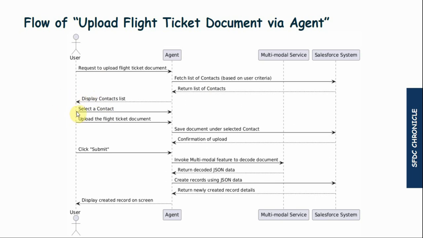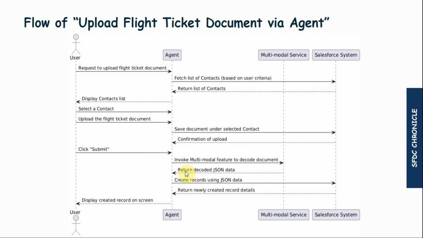Now, the user action will be: the user selects a contact and uploads the flight ticket. Once it does that, the agent will save that document to the Salesforce object. And once it confirms that the file has been uploaded, the user clicks on the submit button and the agent will invoke the multimodal feature to decode it. So we use a prompt template to leverage the multimodal feature provided by Salesforce, which will decode the document and return the JSON data.